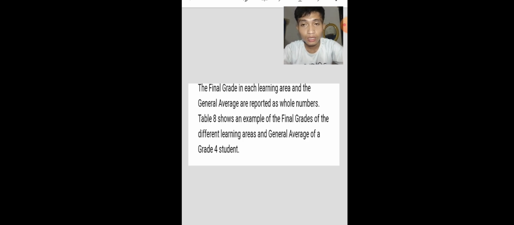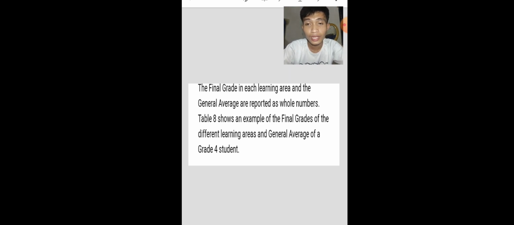So once we have the scores, for example, from the first grading, the learner got 90. In the second grading, 94. In the third grading, 93. In the fourth grading, 94. So we total them. Then after that, we divide it by 4 to get the general average. The final grade in each learning area and the general average are reported as whole numbers.